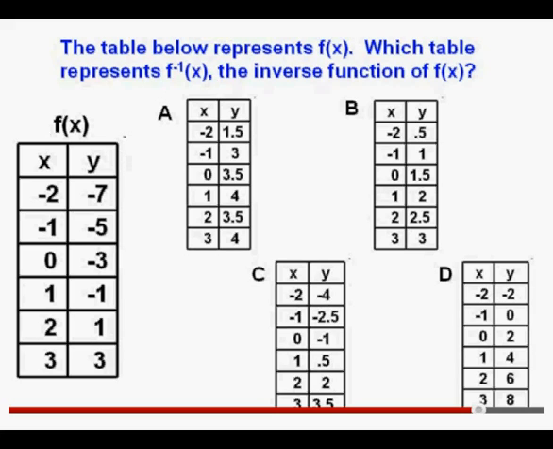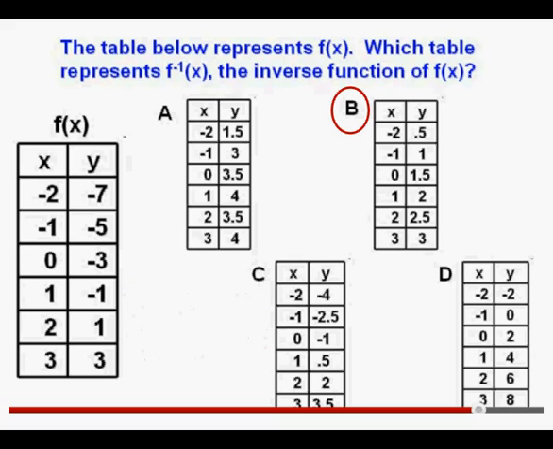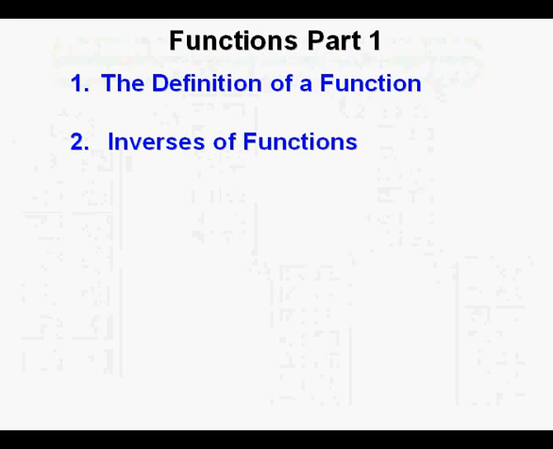Let's look at this last problem. The table below represents f of x. Which table of the answer choices represents f negative 1 of x, the inverse function of f of x? And we have our 4 multiple choice answers A through D. Stop the lesson, solve the problem, then restart to see if you got it right. The correct answer is B. You will see points in table B that are inverse points to the original table for f of x. We could have also graphed the data in the tables and turned it into a graphical representation problem.